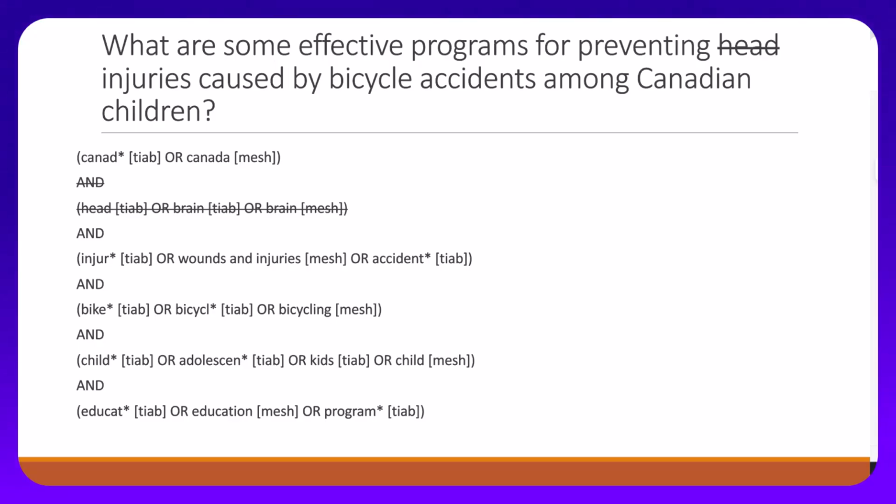On this slide, you'll see another way I can address the issue, by removing a concept. In this case, I remove the concept of head or brain. So now my question is, what are some effective programs for preventing injuries caused by bicycle accidents among Canadian children? I'm now considering all injuries, not just head injuries. So when you run a search and get too few articles, my suggestion is to remove a concept entirely, or else expand the parameters of one of your other concepts. You may need to go through this process many times, mixing and matching concepts to find the right balance.